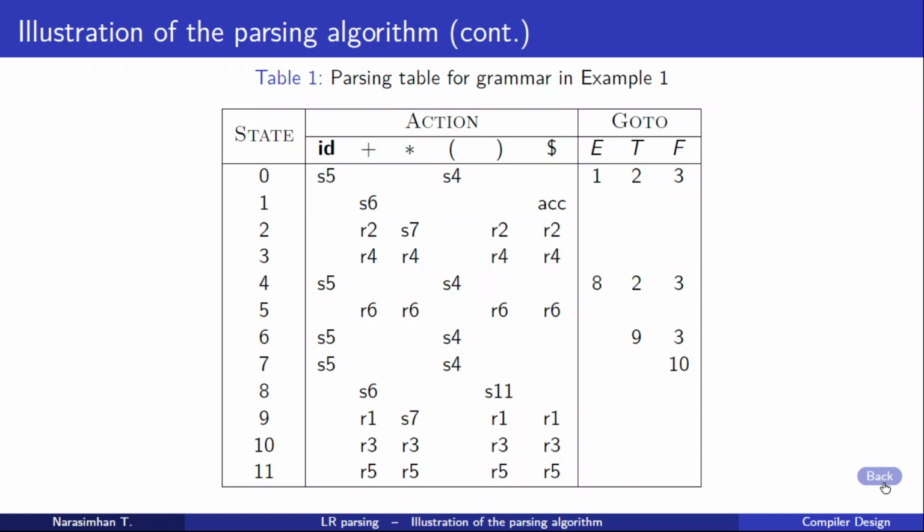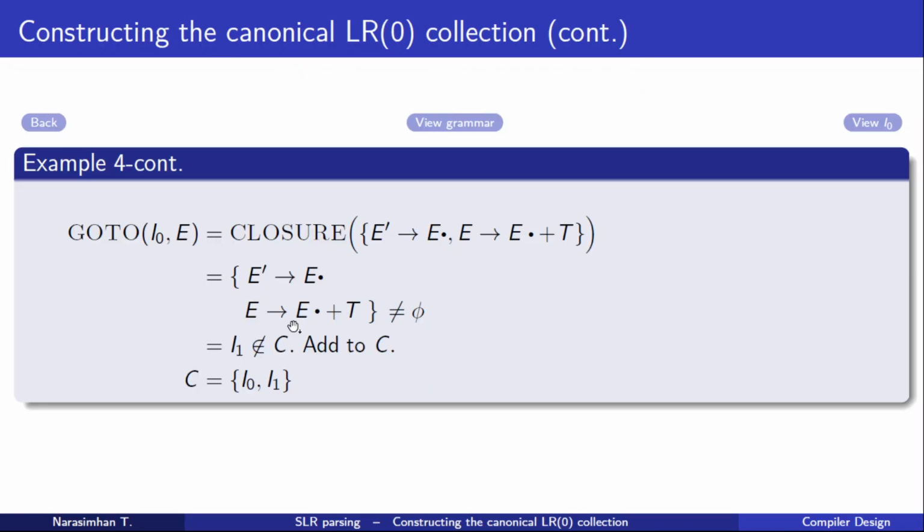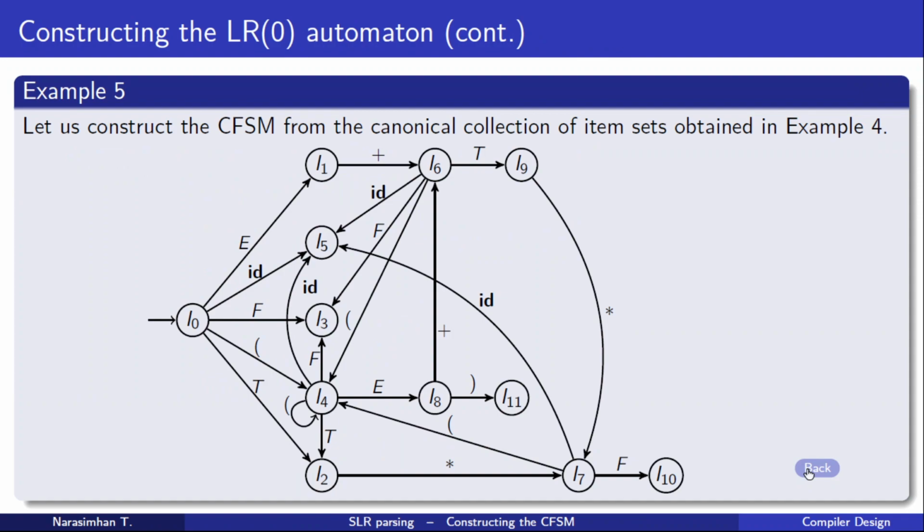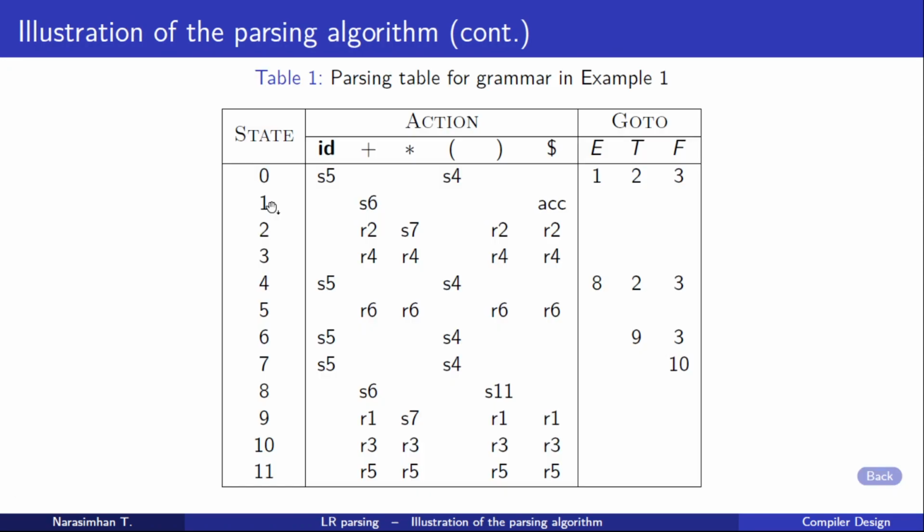Now in I1 you have another item which is a shift item. E gives E dot plus T. So you search for go to I1 comma plus. I1 comma plus is I6. So the entry should be S6. So 1 on plus, it is S6.